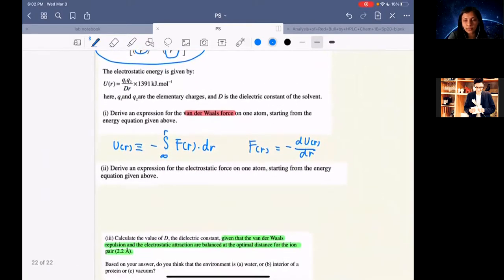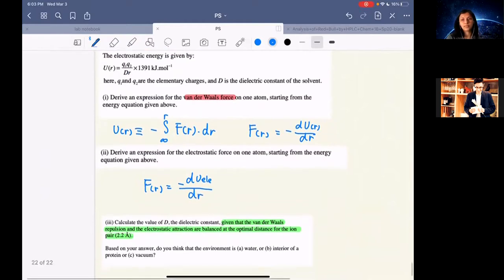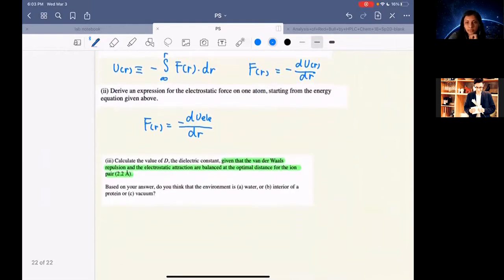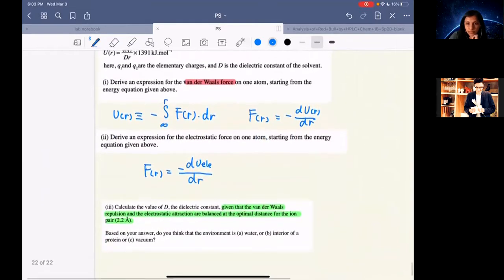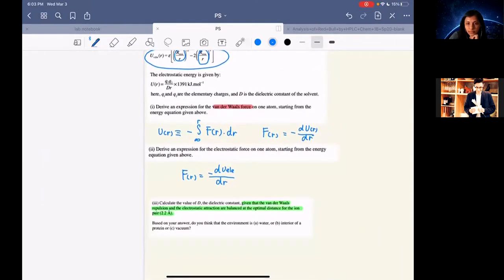And it's the same for question 2. It's just asking for the electrostatic force on one atom. The electrostatic force will be equal to the negative derivative of the electrostatic energy with respect to distance. That's for 1 and 2, which should be relatively straightforward.